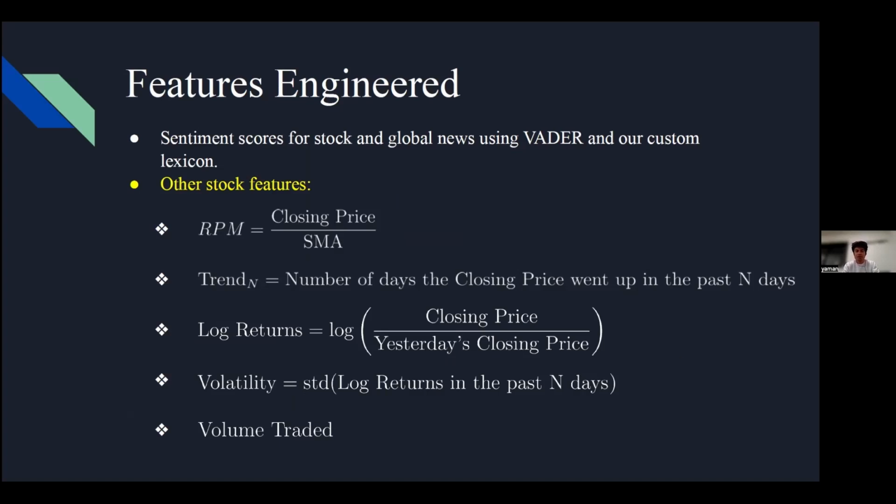The stock features we use are RPM, which is the ratio of closing price to the simple moving average of the closing price. We use trend N, which just tells you how many days the closing price went up in the past 10 days. And we use log returns, volatility, and volume traded.